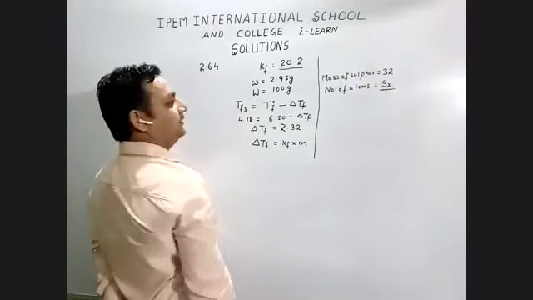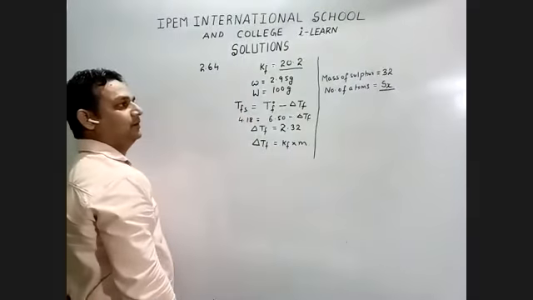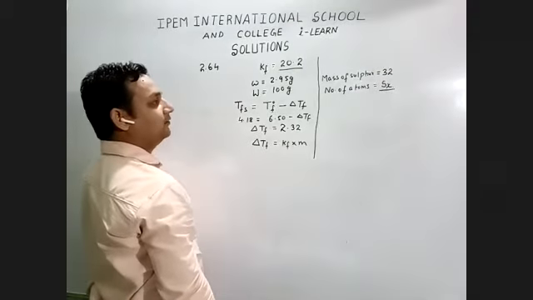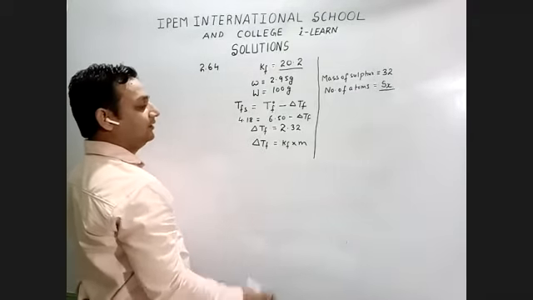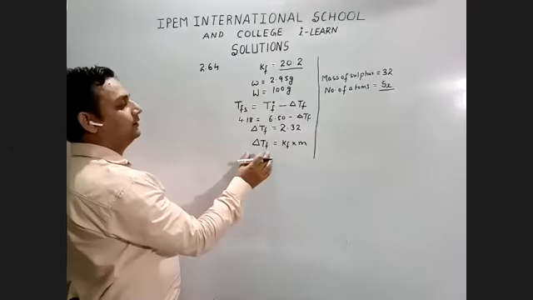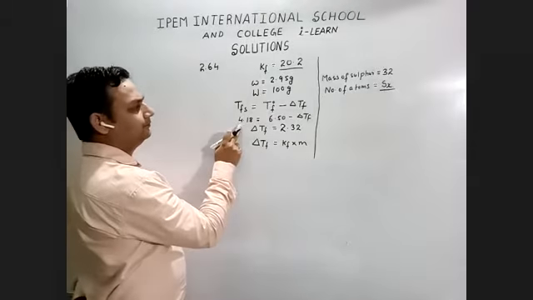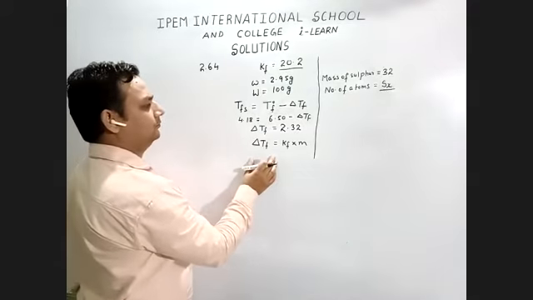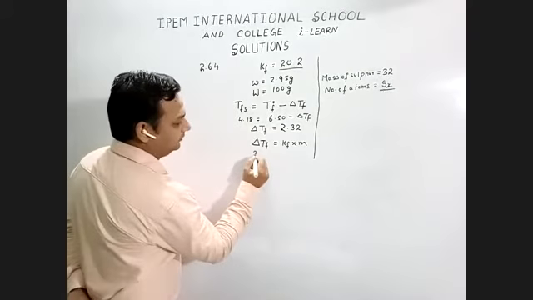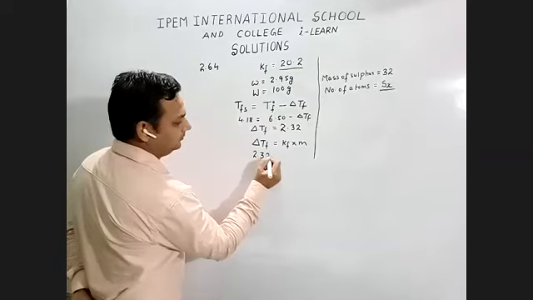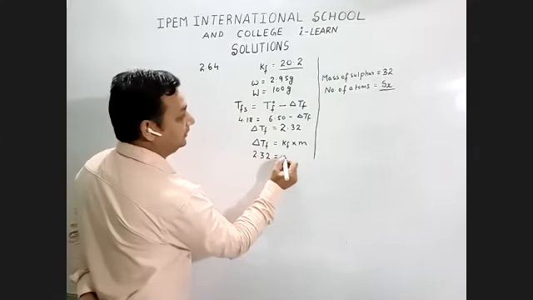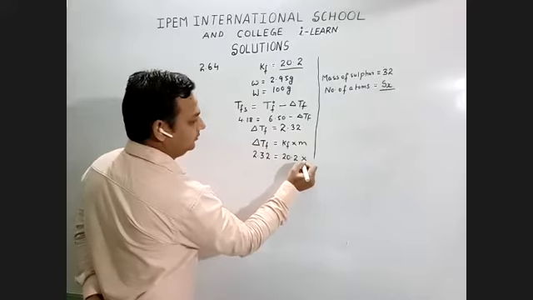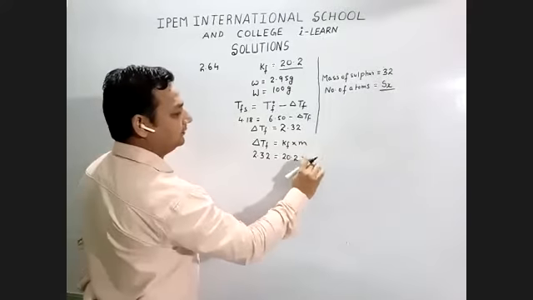Whatever the mass you have, Sx means finding out the number of atoms present in the sulfur. So first we have to find the molecular mass of that. The delta Tf value we got is 2.32, Kf is 20.2, into molality.